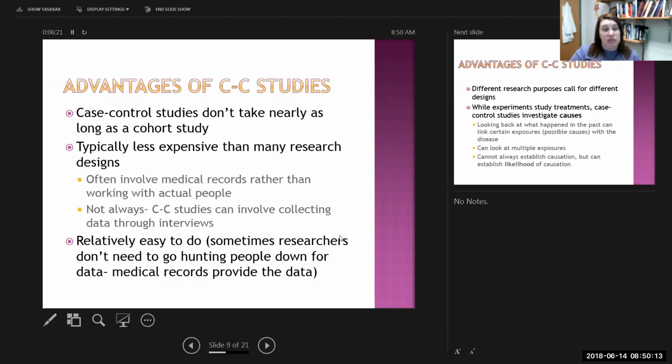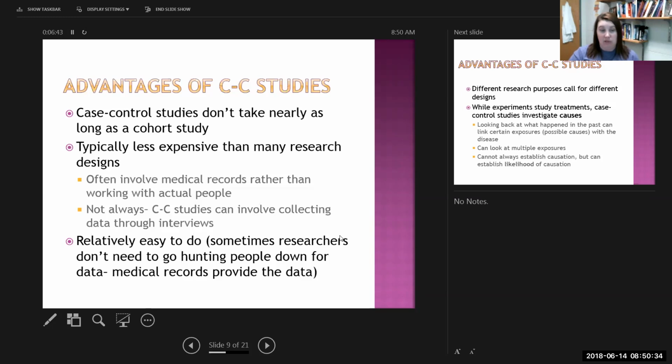An advantage of case-control studies is that they do not take nearly as long as cohort studies. Again, we're not tracking them for years and years into the future. It's typically less expensive than other research designs because oftentimes we're involving medical records, as I said, rather than dealing with actual people.